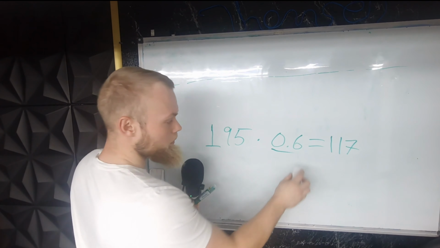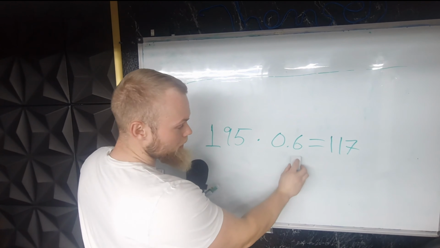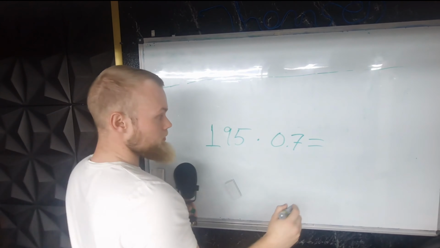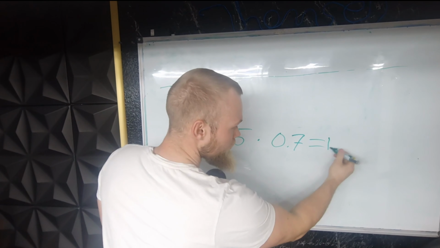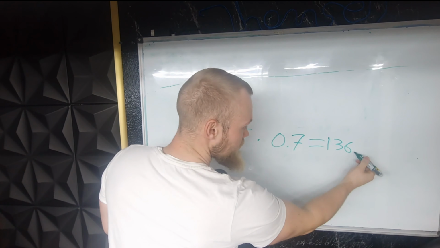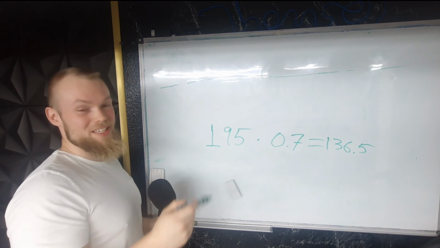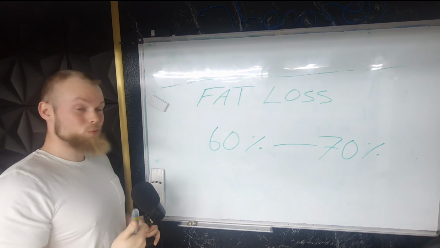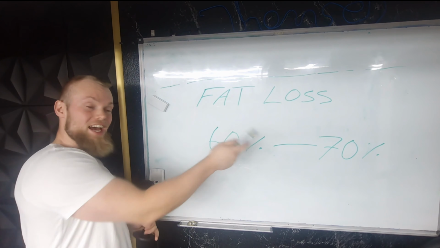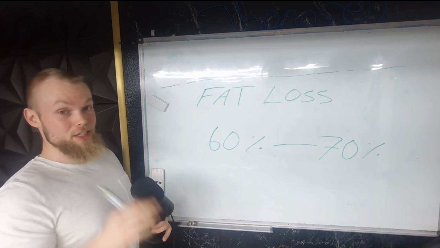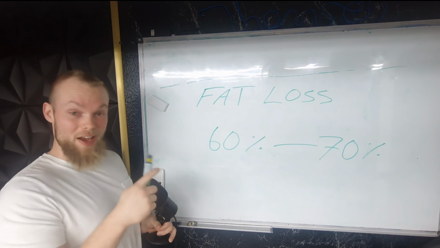Then to find the top of the range, instead of multiplying by 0.6, you multiply by 0.7. So in my case, that is 136.5. Don't worry, man, I use a calculator as well. You want to stay between 60 and 70% of your total heart rate at all times during cardio if you truly want to optimize for fat loss.